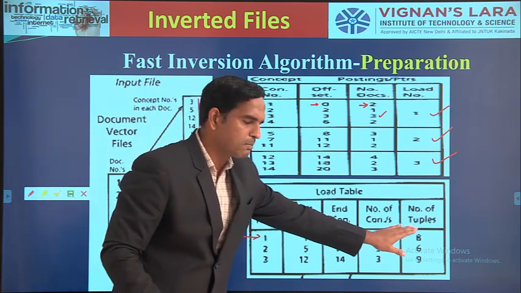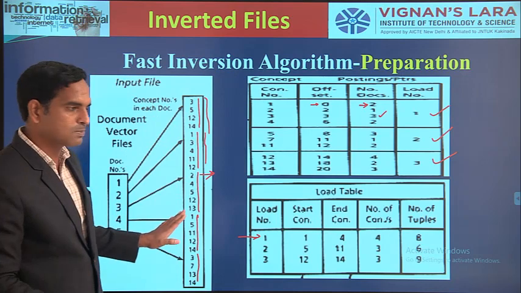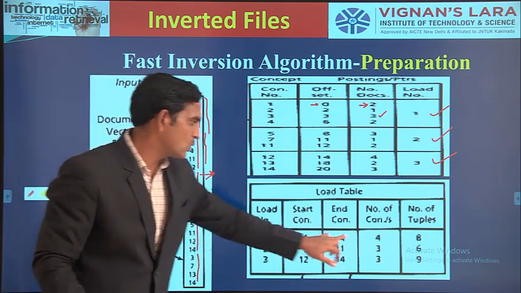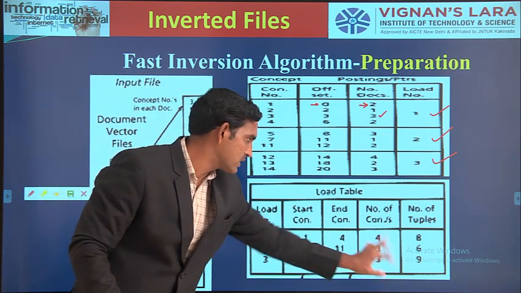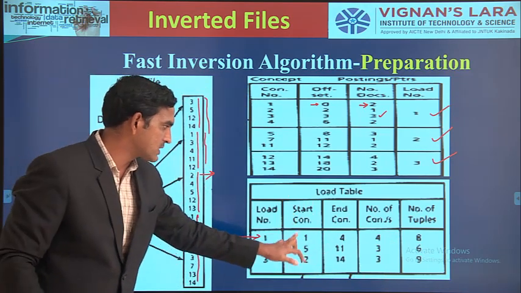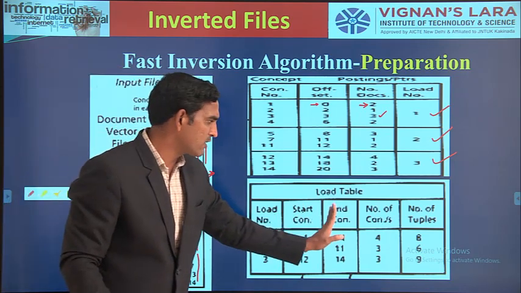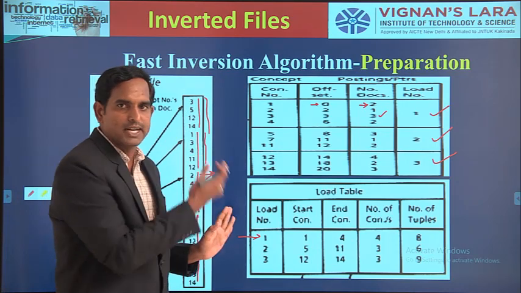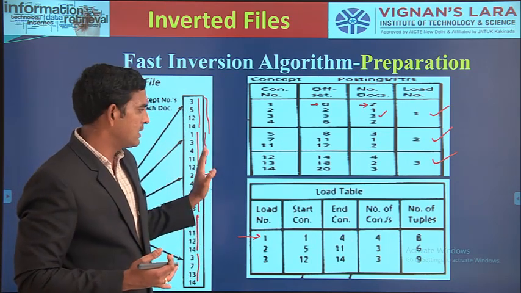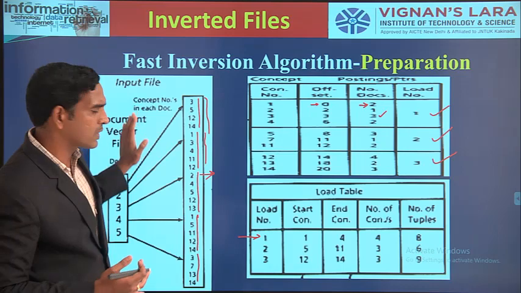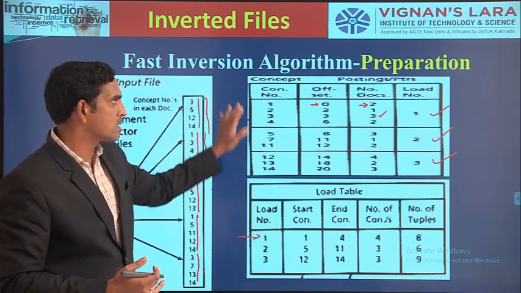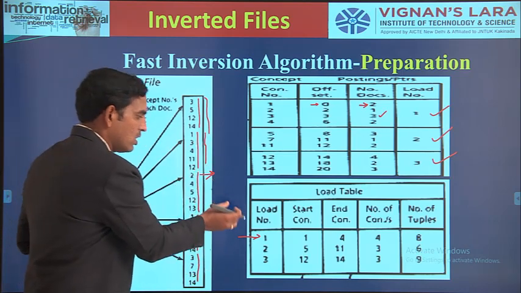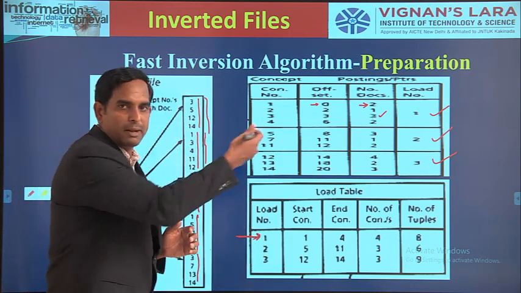Inside the loads, we'll be having the number of tuples which are present in your concepts file. That is, load 1 is having 6 tuples or 8 tuples, load 2 is having 6 tuples, load 3 is having 9 tuples, like this. What will be the starting concept, what will be the ending concept, the number of concepts, like this. You should be able to comprehend this particular thing, and you should be able to understand that we are going to create your particular concept postings file and load table in such a manner that you should be able to load one particular load into the main memory.